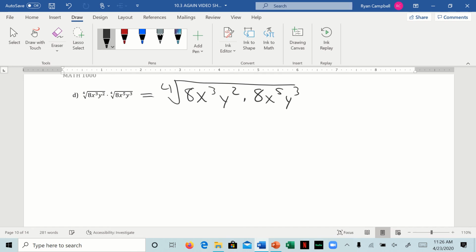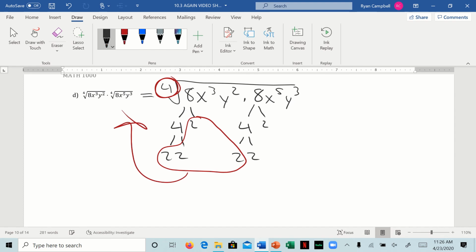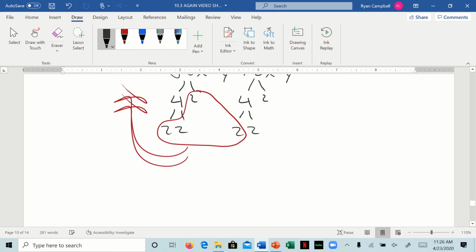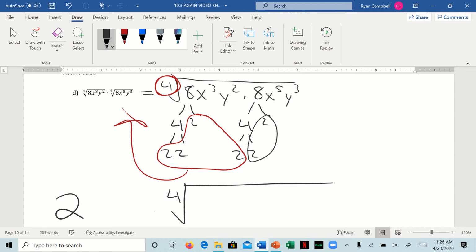So let's just look at the numbers first. So 8, that's 4 and 2, 2 and 2. 4 and 2, 2 and 2. So we need 4 numbers to be part of a group. So 1, 2, 3, 4. There's our 4. So we see that our final answer, we're going to have 1 2 on the outside and 2 2's on the inside.